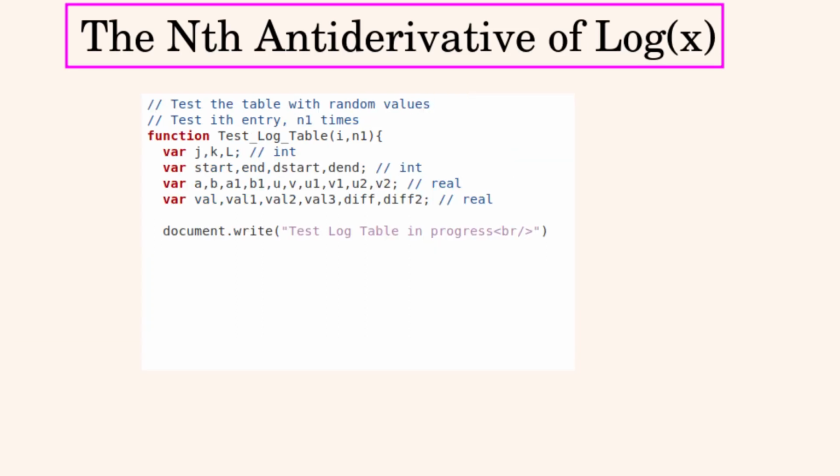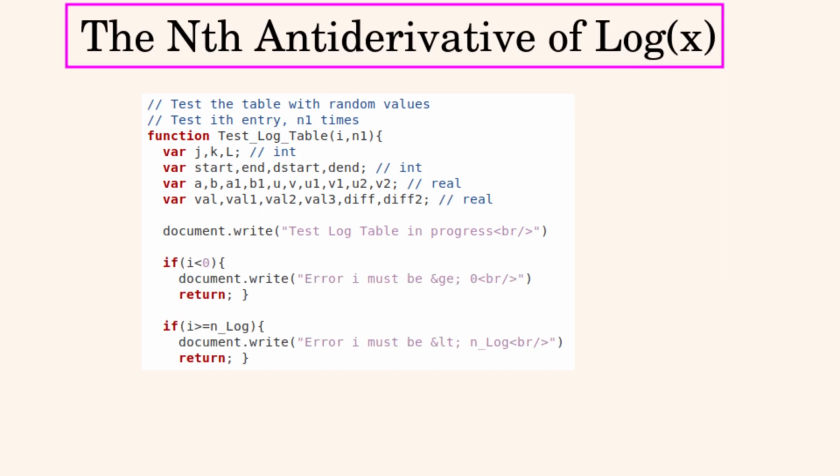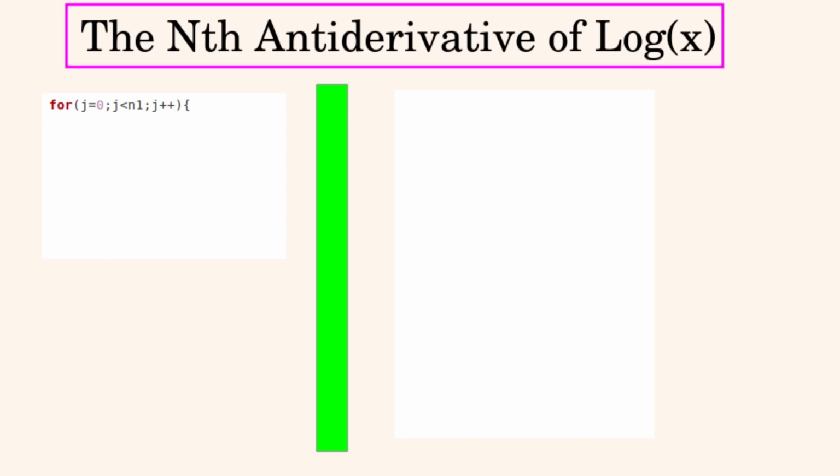Now to write up a function to test whether or not this table is correct. We'll firstly print out a message that this function has been started. We're testing the ith entry in this table, so we'll print out error messages if i isn't in range. We'll make up a loop to test this particular entry n1 times. n1 can be set to anything. It's set to 2 to begin with and 1000 at the end. We'll get a good selection of numbers to test.